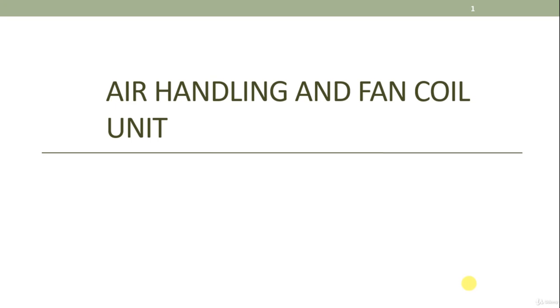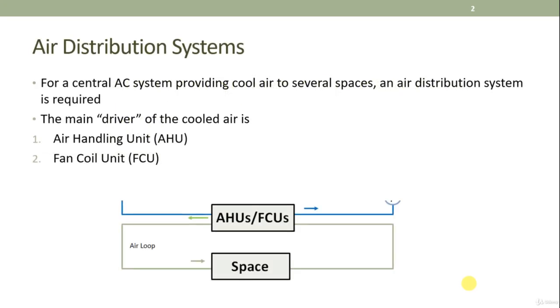In this video, I'm going to talk about the air handling and fan coil unit. Just like a pump that circulates water around the building, a fan is also required to circulate air around the building. So pump is to water and fan is to air. And for air loop, you will need the AHU or FCU, which has a fan inside it for this purpose.